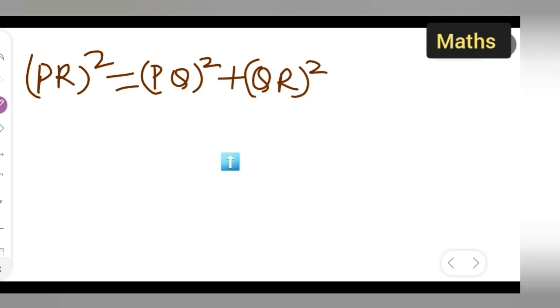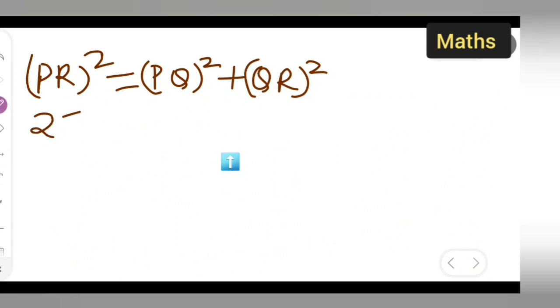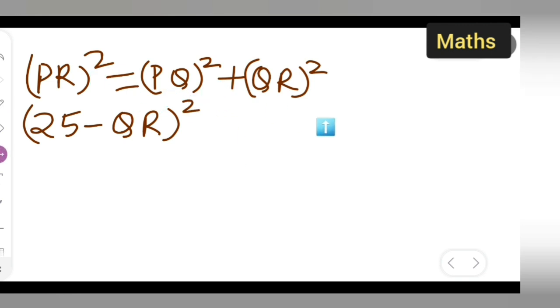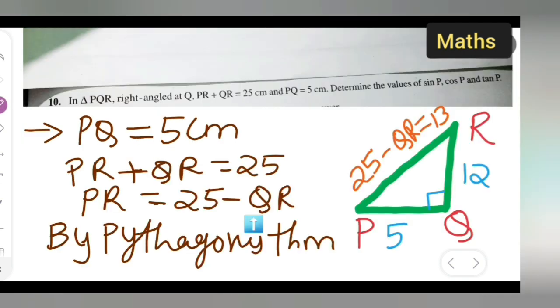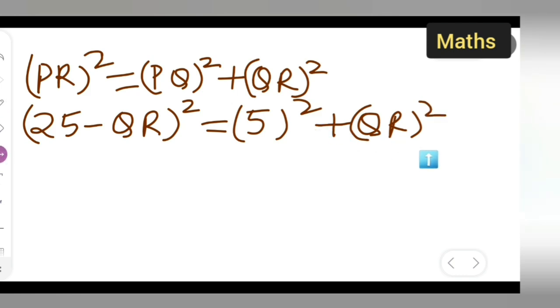Next, what have I taken PR to be? I have taken PR to be 25 minus QR. So I can write 25 minus QR, squared, because the square is there. You can see the square is there, so everywhere you have to square. PQ is nothing but 5, so write down 5 square. QR is not given, so you have to write it as it is, QR the whole square.